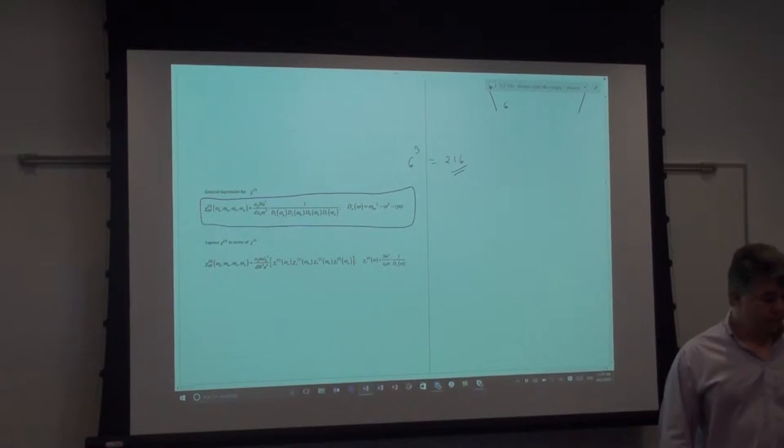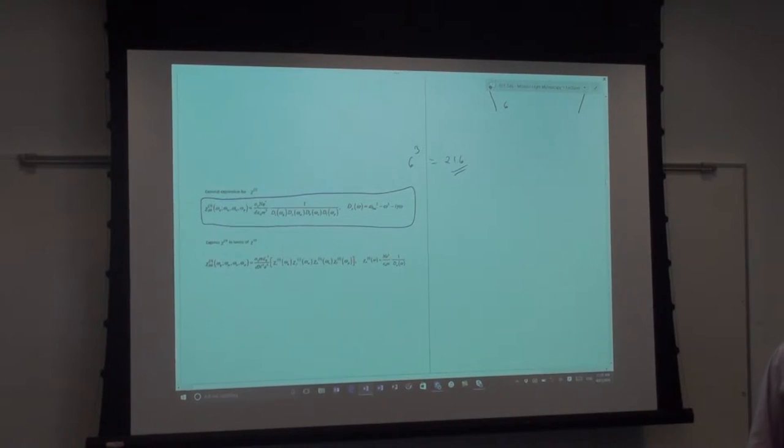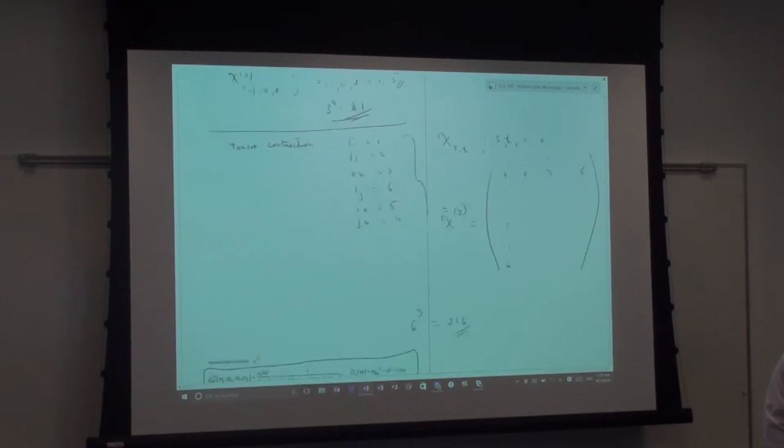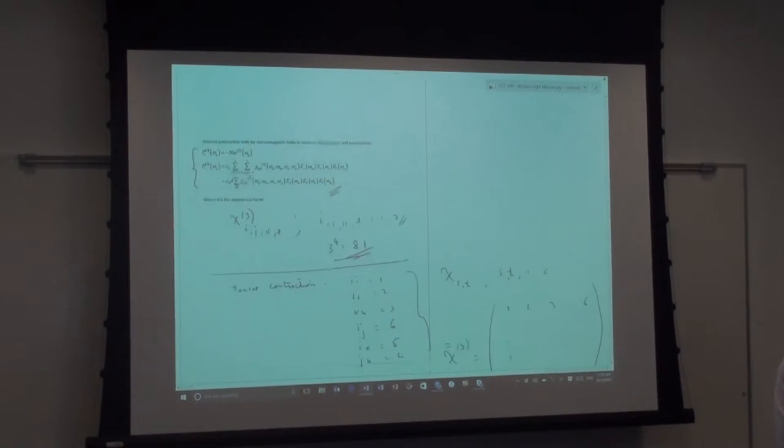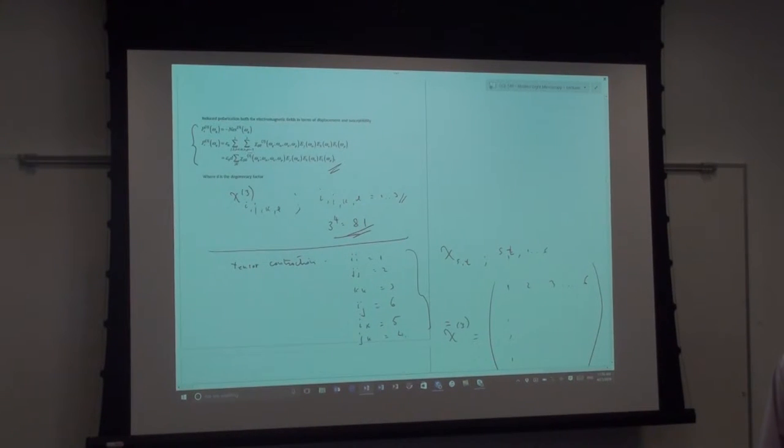For the tensor, are the inputs frequencies or electric fields? I'm not sure what you mean by that. It's a matrix, right? So what vector gets multiplied? Is it a vector of your input frequencies or a vector of your input electric fields that come in? And these E's are electric fields. Is that what you mean? Yeah. Okay. These are all electric fields.